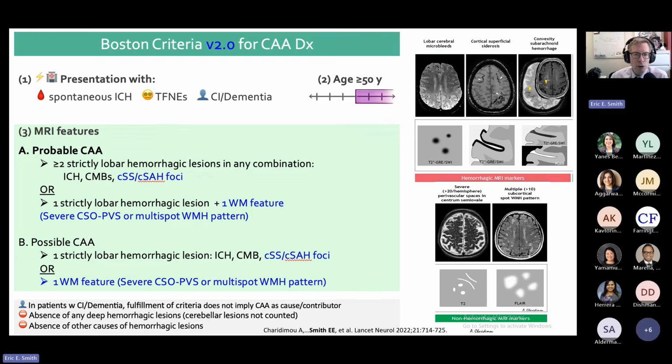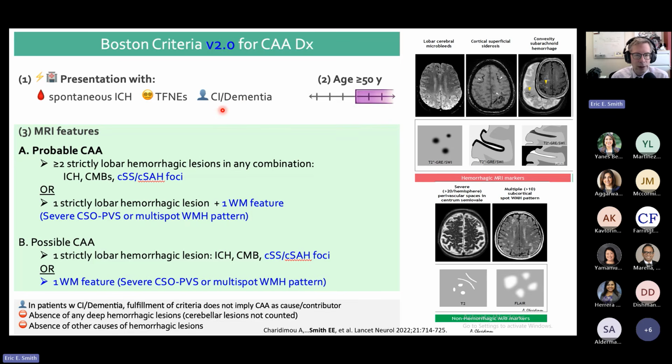So the new criteria specify that to apply them, you should have a CAA-compatible clinical syndrome, which could either be a spontaneous ICH, or convexity subarachnoid hemorrhage for that matter, transient focal neurological episodes, which I'll define in detail later, or cognitive decline or dementia. The person should be over age 50 because, aside from some very rare genetic causes, as well as iatrogenic CAA, which I'll come back to later, CAA is a condition that affects older people.